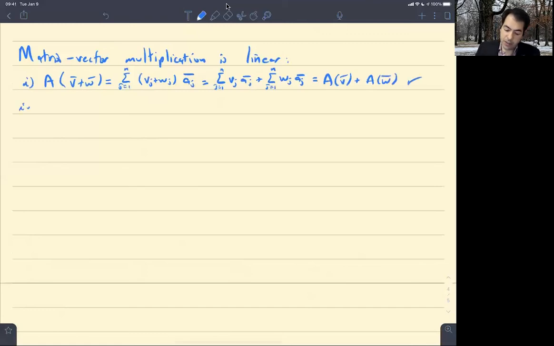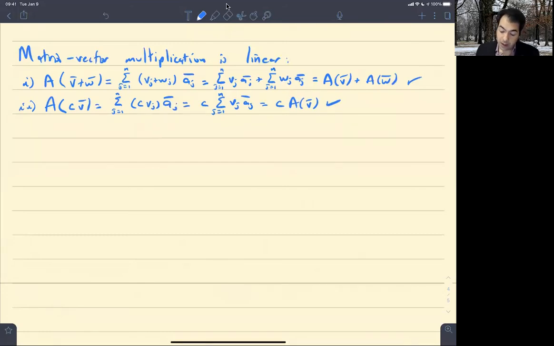And similarly, for homogeneity, we need to check that A of a scalar multiple is the scalar multiple of the image under A. So A of C times V, well, we can write that as the sum, j goes from 1 to n, of the entries of C times V, so C Vj, as coefficients in a linear combination of the columns of A. And then we can pull out the C, C times the sum of Vj Aj, and that is C times A of V. That's what we want to check.